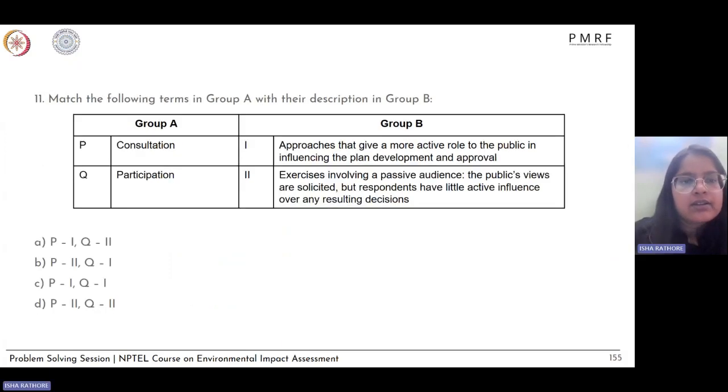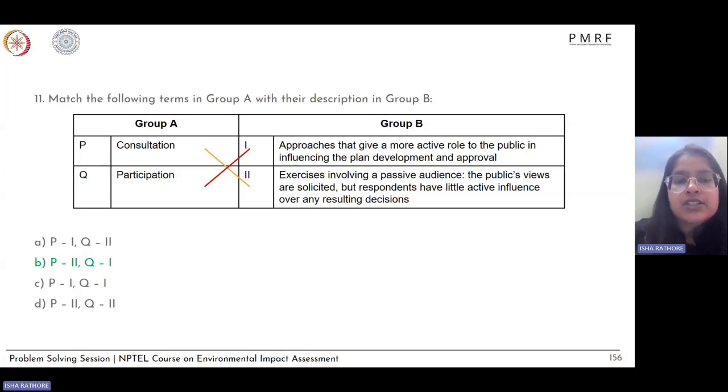Moving on, match the following terms in Group A with their description in Group B. So we have the terms consultation and participation, and we need to match them. The correct answer is B, that is, consultation is exercises involving a passive audience. The public's views are solicited, but respondents have little active influence over any resulting decisions. So P matches with 2.